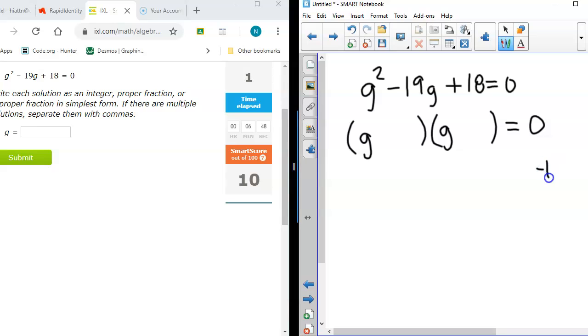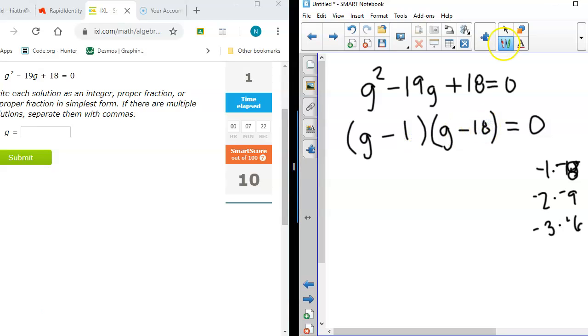So I could use negative 1 times negative 18. I could use negative 2 times negative 9. I could use negative 3 times negative 6. And I think that's everything for 18. Negative 1 and negative 18, I know you can't read that well there, but negative 1 and negative 18 is the one that we want to use because negative 1 plus negative 18 gives you negative 19. So we would put minus 1 minus 18.